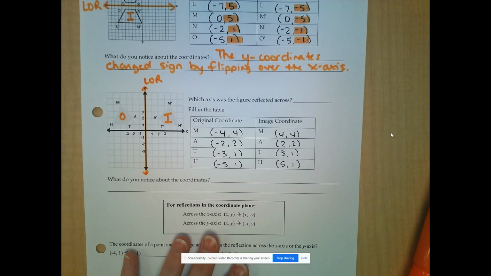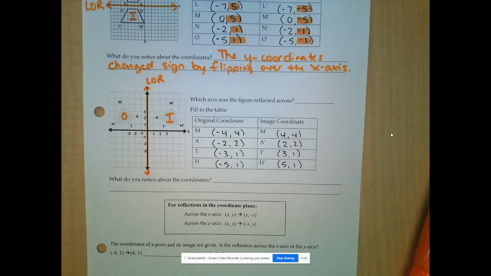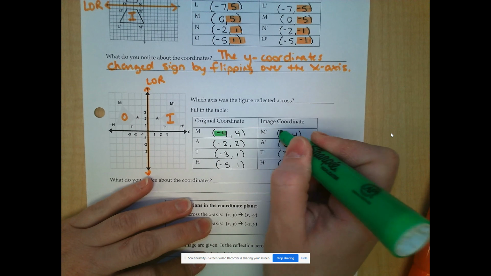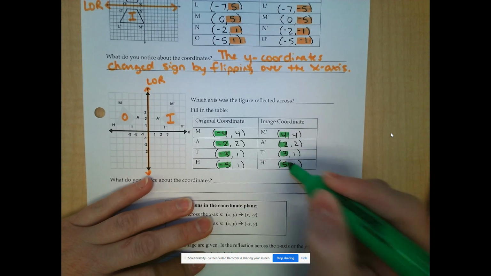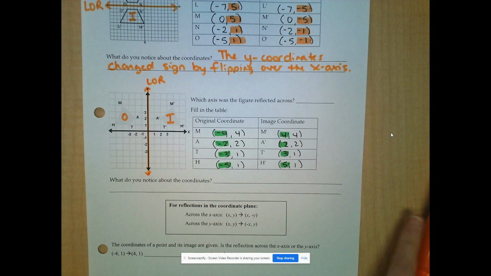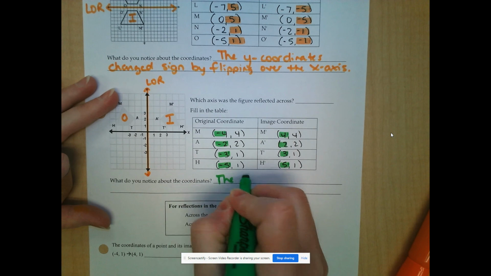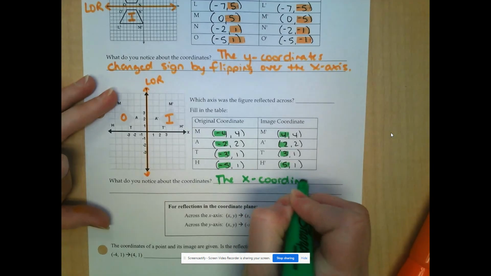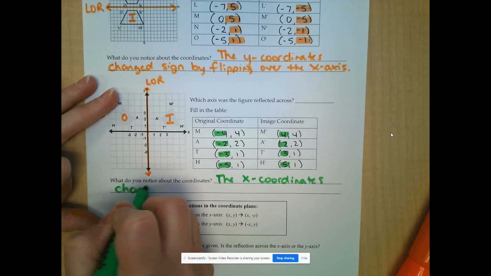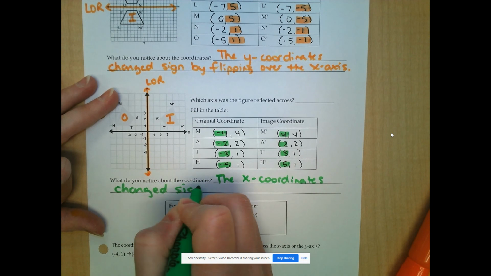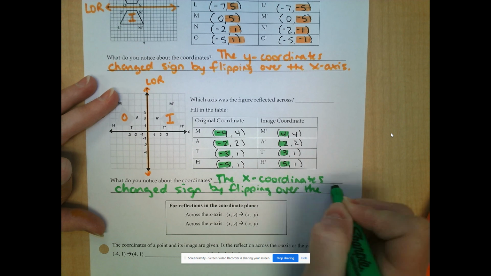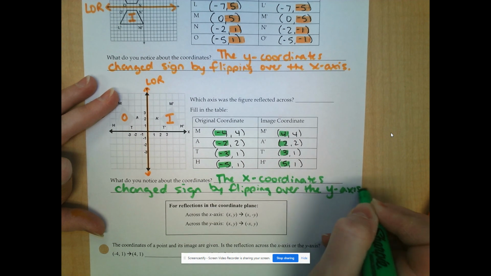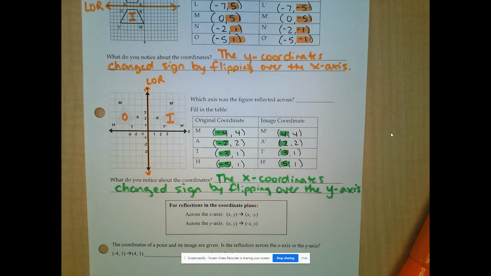And you will notice when it flipped over the y, the x coordinates were the ones that changed because my left became right, which is a movement on the x-axis. So for this one, we could say the x coordinate changes sign by flipping over the y-axis.